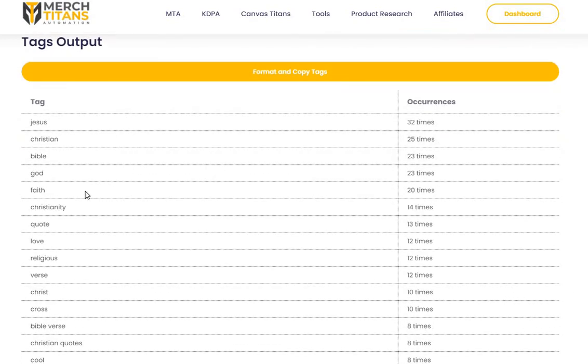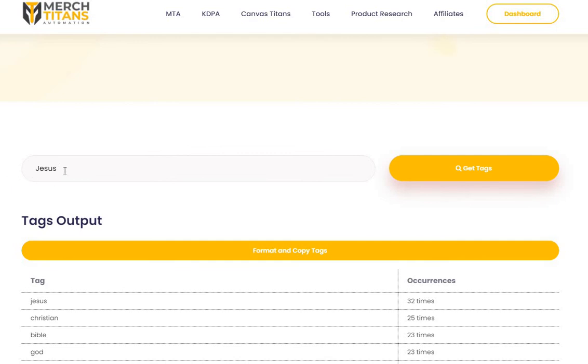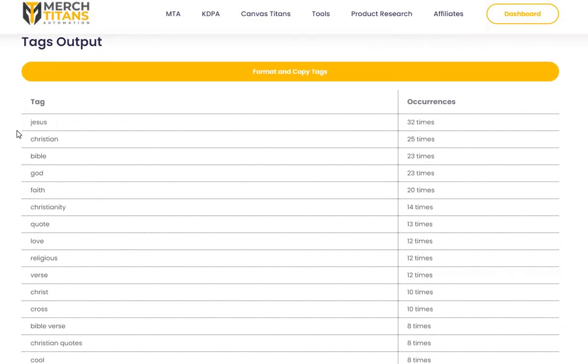Jesus, Christian, Bible, God, faith, Christianity, quote, love, religious. So kind of as you would expect. So basically the idea here is that if you have a design that's related to Jesus or the Christian Bible or something like that, that you somehow through your title, the brand name, and your key points, and I'm talking about Merch by Amazon specifically right now, you include as many of these terms as possible.